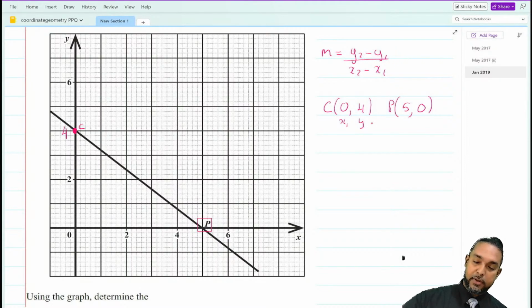Right, so that's x1, y1. This is x2, y2. Right, so the gradient is simply going to be 0 minus 4 all over 5 minus 0, which gives us minus 4 over 5.